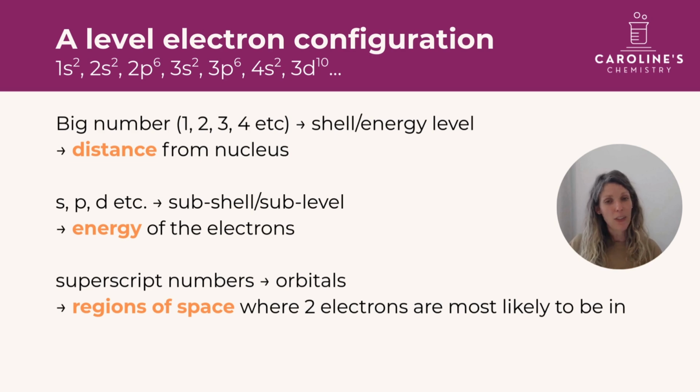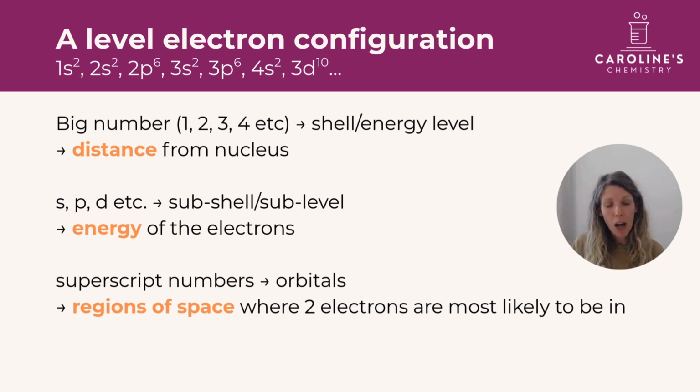The second part of the electron configuration, that is s, p, d, and f as well, represents the subshell or sub-level. Now, this bit is very easily misunderstood by many. The s, p, and d refer to the energy of the electrons. d electrons have higher energy than p, and p electrons have higher energy than s.